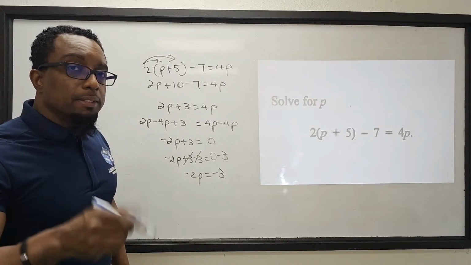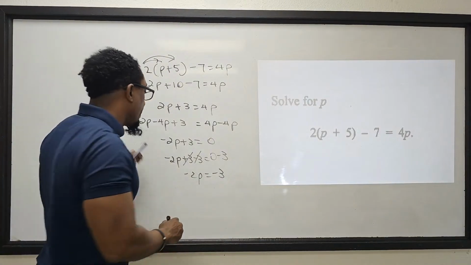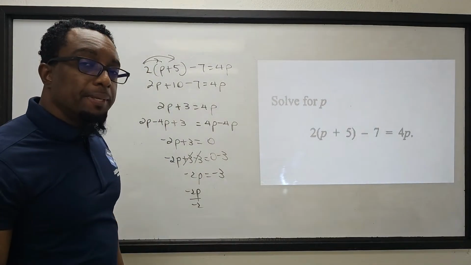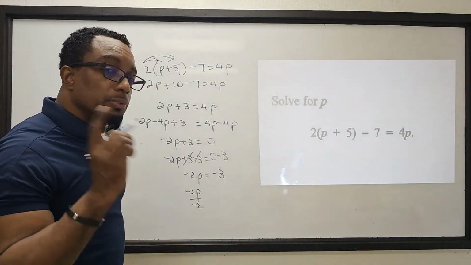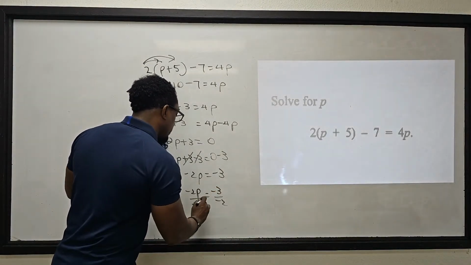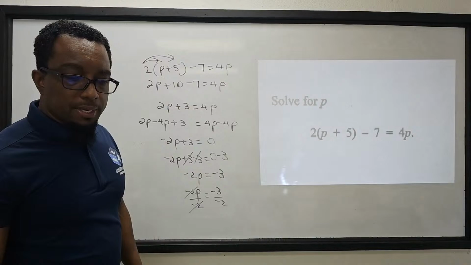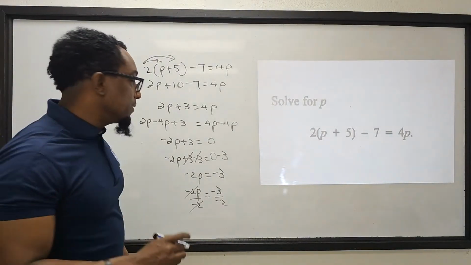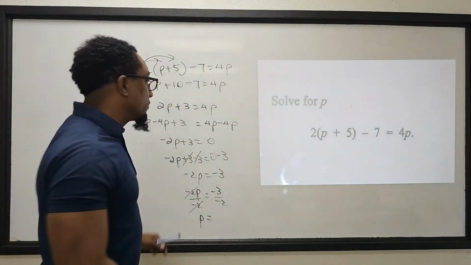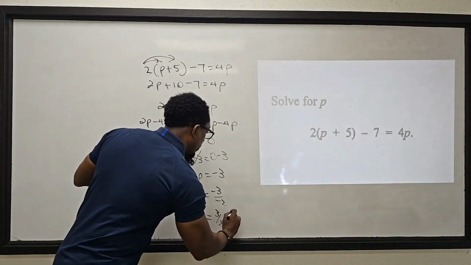So the opposite of multiplication is division. So I'm going to divide negative 2P by the number in front of P, which is negative 2. And what we do to one side, we do to the other. So my two 2's divide into each other to give me 1. P stands alone, which will give me positive 3 over 2, or 1.5.